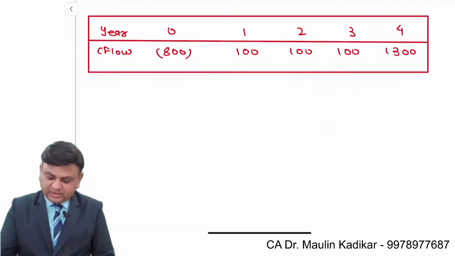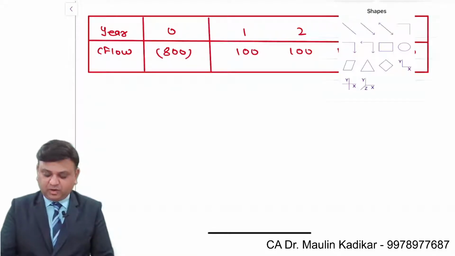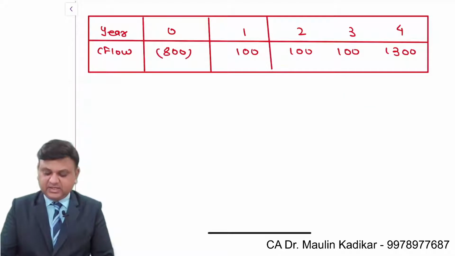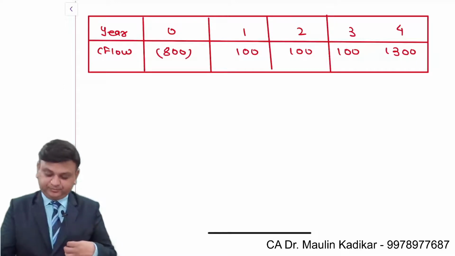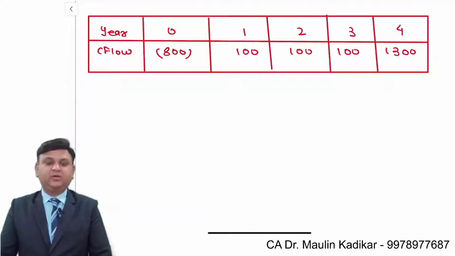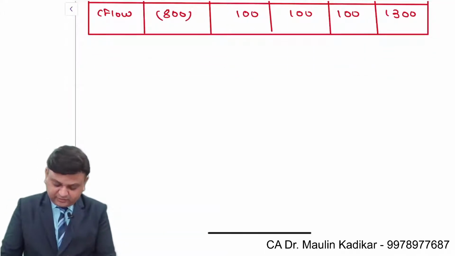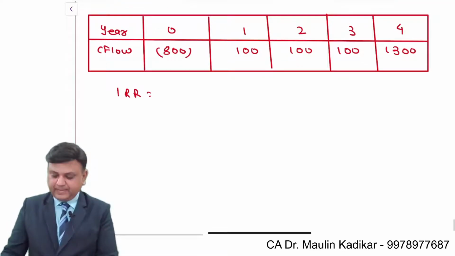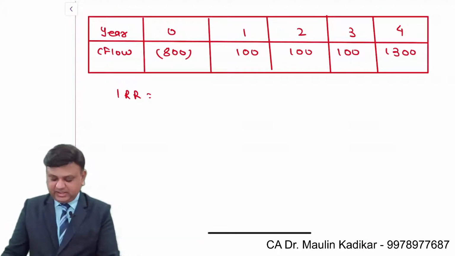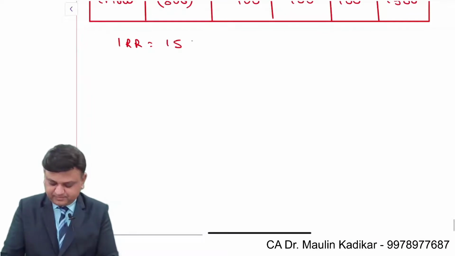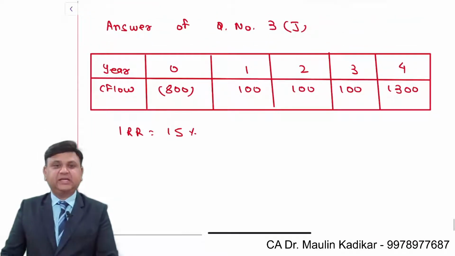So over here, in year 0, the investor has purchased the security for 800. From end of year 1 to end of year 3, there is a cash inflow of 100 rupees, and in the last year the investor will receive the redemption value of the security, 1300. Now from this information, let us say that we are required to calculate the internal rate of return, and let us assume that the IRR is 15%.